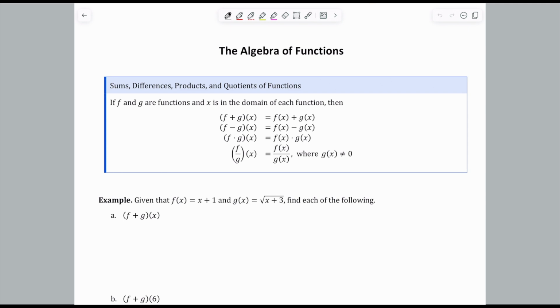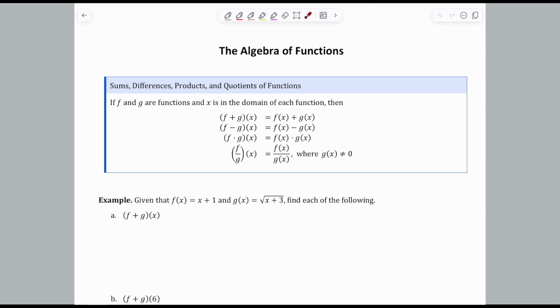So suppose f and g are functions, and x is in the domain of each function. Then we define the sum function, f plus g of x, to equal f of x plus g of x. Then we could define the difference, very likewise, f minus g of x, as the difference of outputs. In other words, f of x minus g of x.